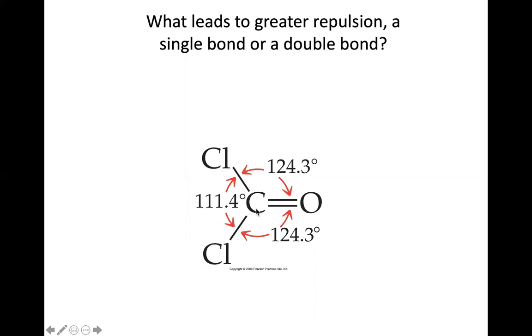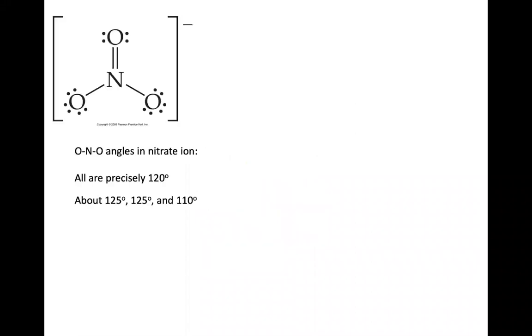This idea of thinking about, well, what would be the initial ideal arrangement, and then how do we modify that? That's an important skill for us. Okay. Now, let me throw this one at you. So I'm back to my friend here, the nitrate anion. What do you think the oxygen nitrogen angles are in nitrate? Would you say they're all exactly 120? Or would you say, no, I've got maybe 125, 125, 110. What do you think for nitrate here?